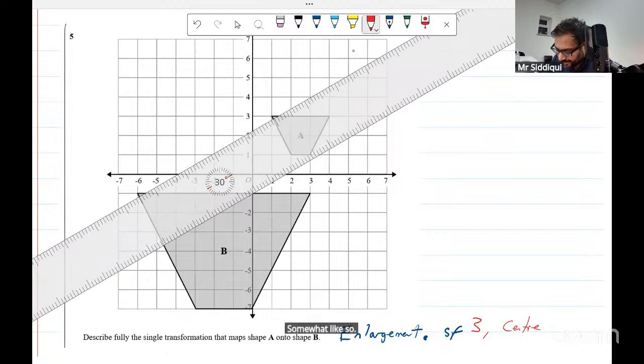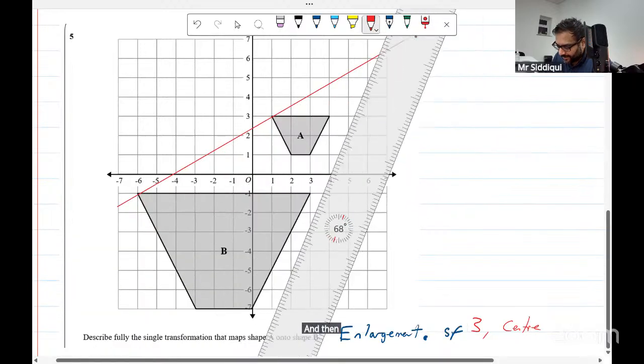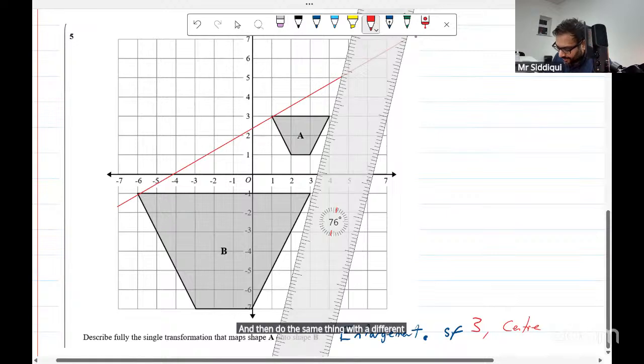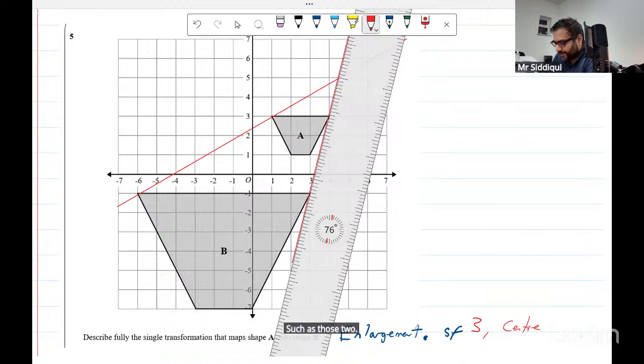Oh no, it's really hard to do this. I'm not on a computer. And then draw a line through them. Okay. And then do the same thing with a different pair of corners that are the same, such as those two. Right. Again, I don't think I've done this very accurately.